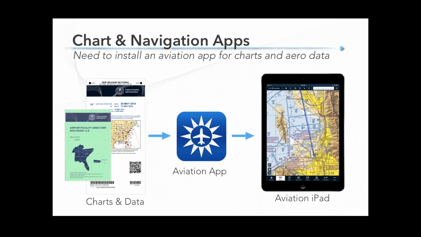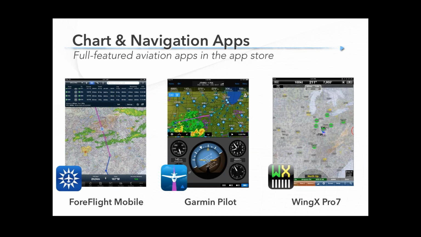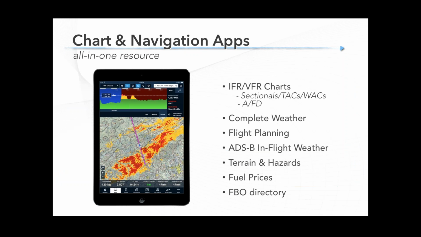So as we mentioned, we need that functional equivalent of the paper reference material, and that's where the aviation apps come into play, that take that data and put it onto your iPad in a nice, convenient format. And really the big 3 out there these days are ForeFlight Mobile, Garmin Pilot, and WingX Pro.